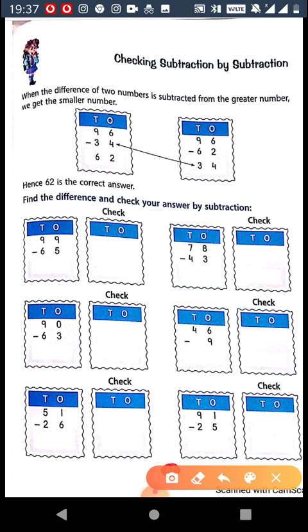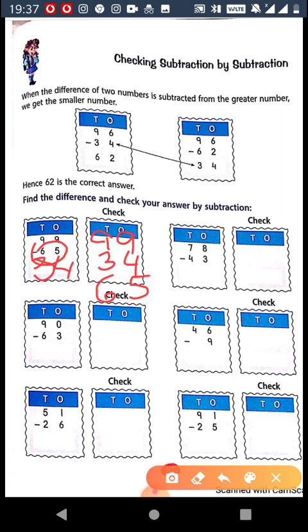First is 99 minus 65. 9 minus 5 is equal to 4 and 9 minus 6 is equal to 3. So the difference of these two numbers is 34, and when you subtract this answer from the bigger number, that is when you do 99 minus 34, you get 9 minus 4 is equal to 5 and 9 minus 3 is equal to 6. You get the smaller number, which is 65. So that means our sum is correct.